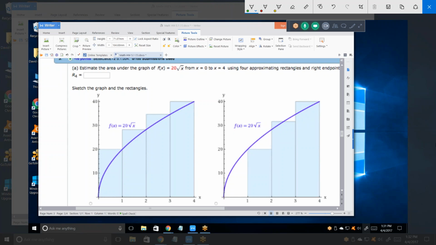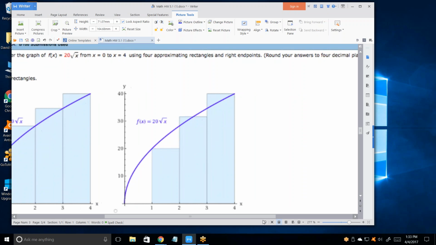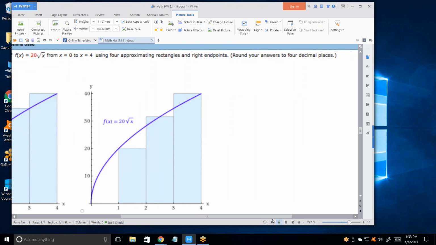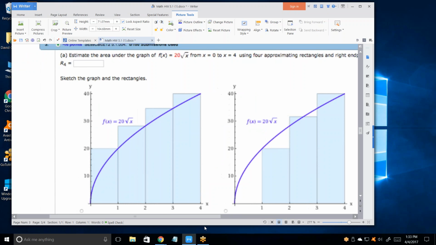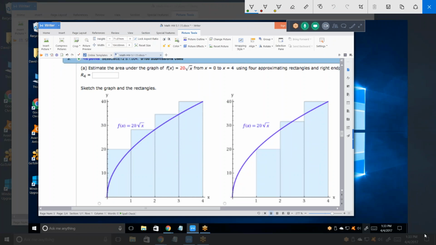All right, so let me just scroll over and make sure I'm reading all of the directions. Round your answers to 4 decimal places. So R4 is the area of the blue, correct? Yes. Okay. I can write over here on the right side for this one. Tell me the area. In fact, I can write right here. I'm going to write the area inside the rectangle. What is it?